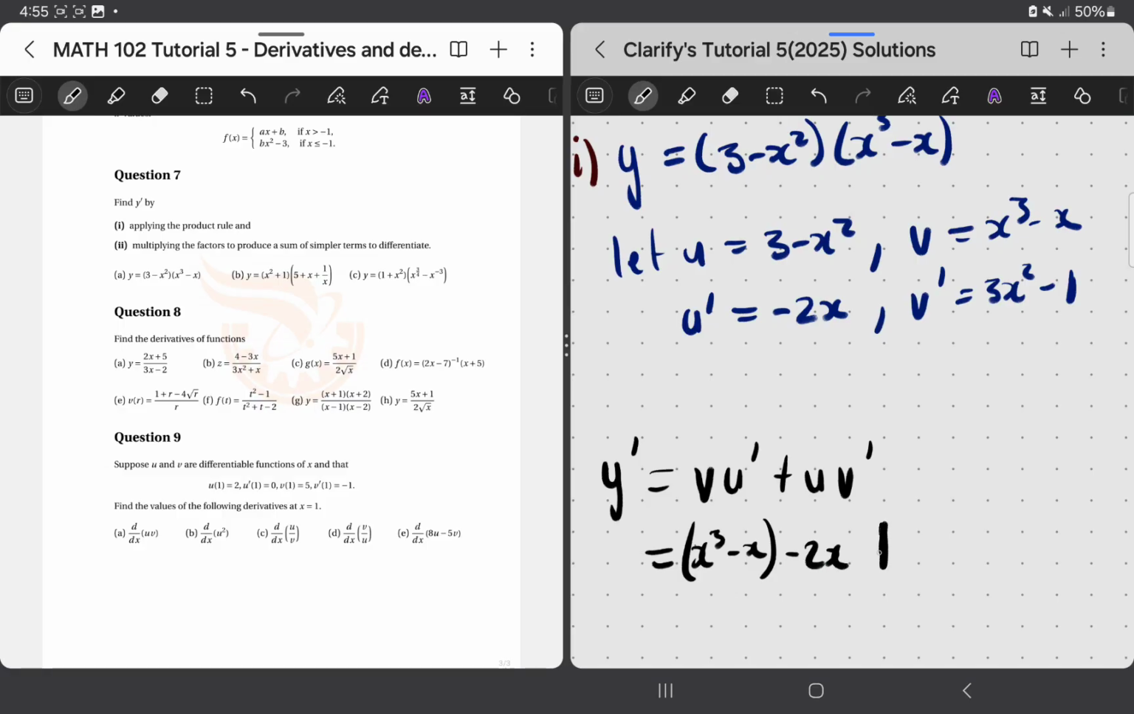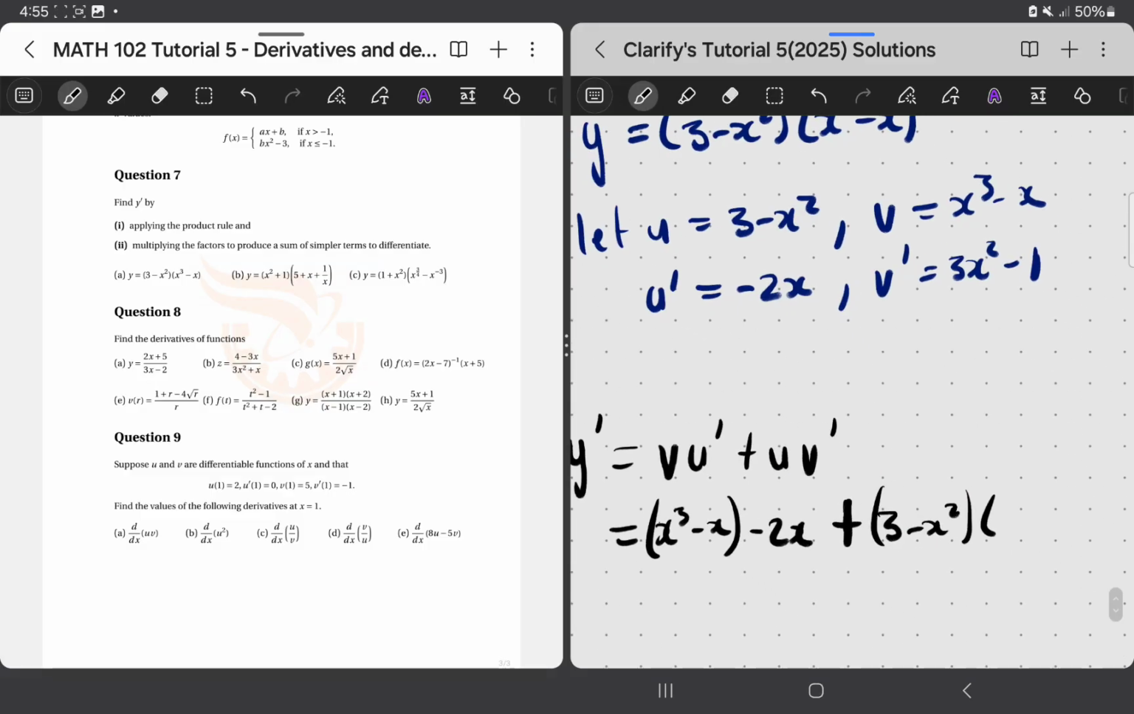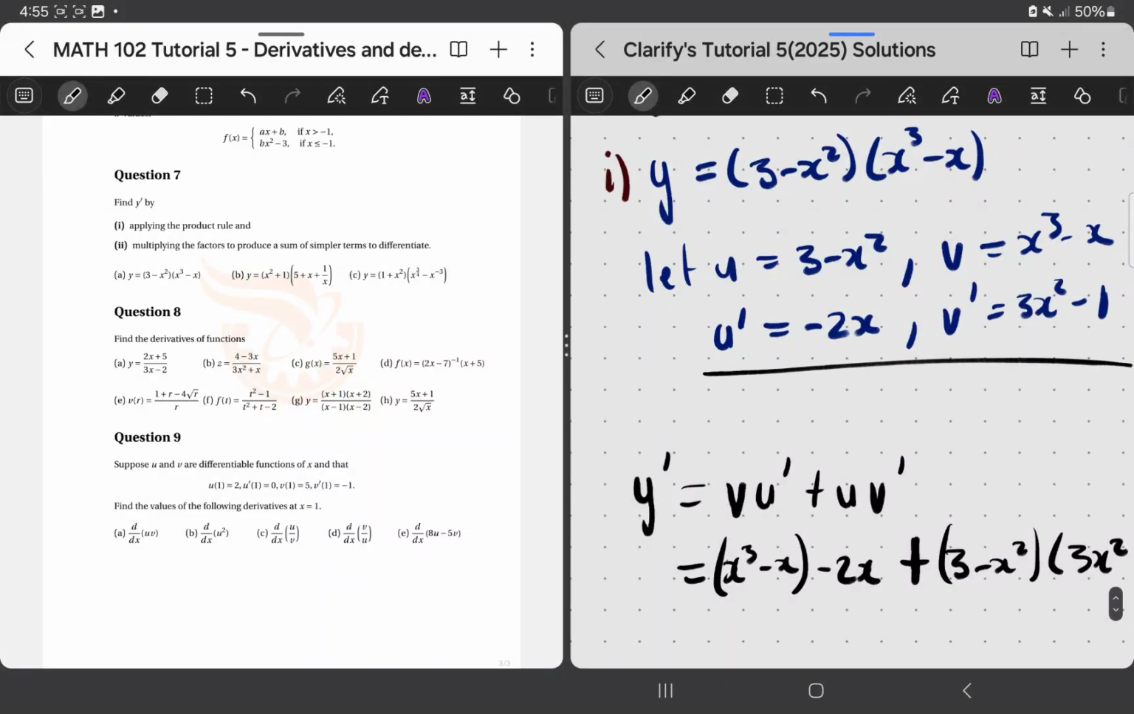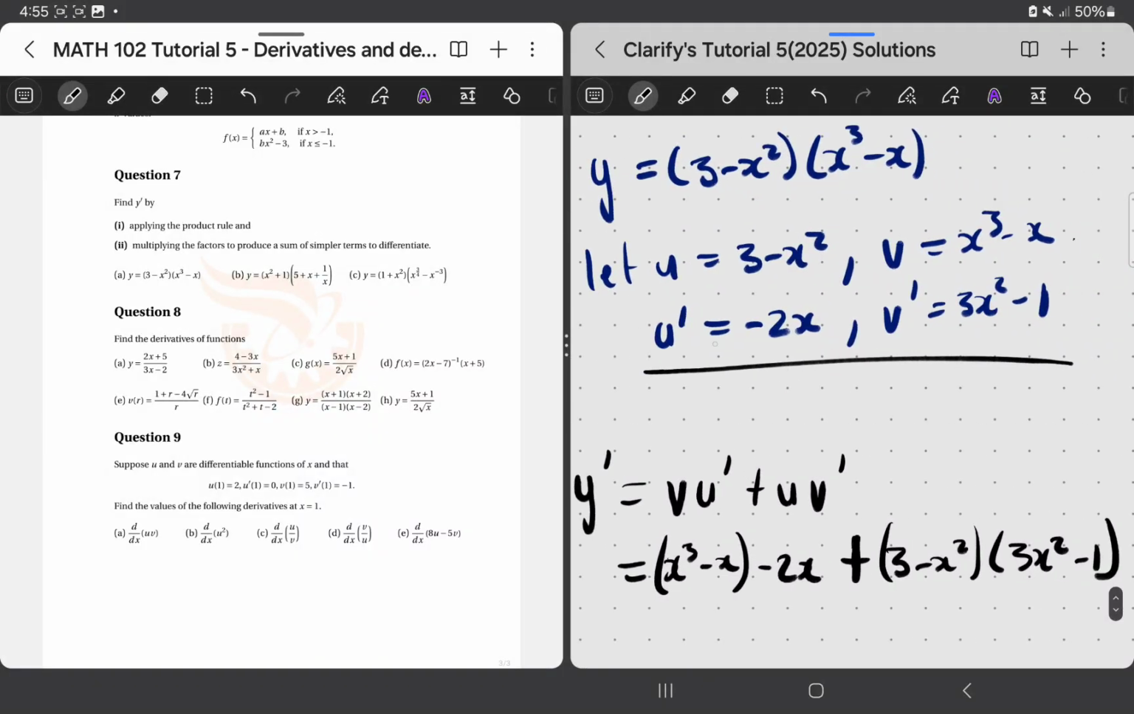Then you say plus. Now what do you have? You're going to have u, which is 3 minus x squared, and it is going to multiply v prime, which is 3x squared minus 1. So you have to find these things first, then you can be able to use them.